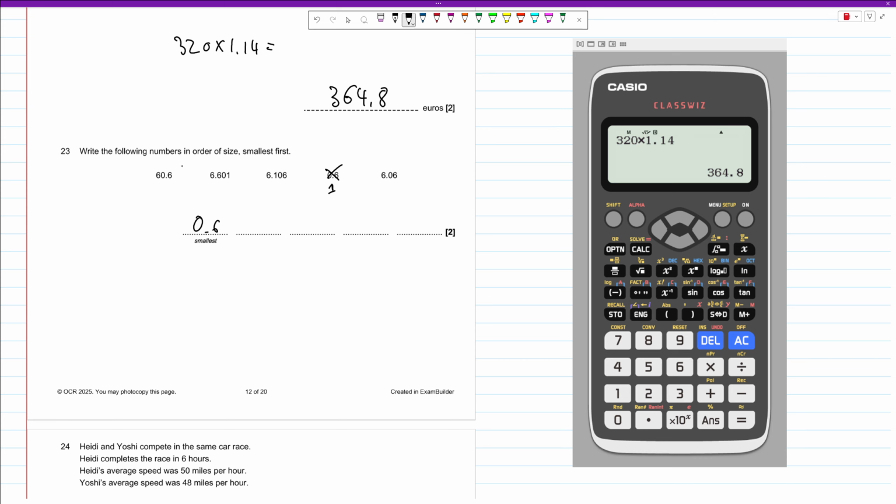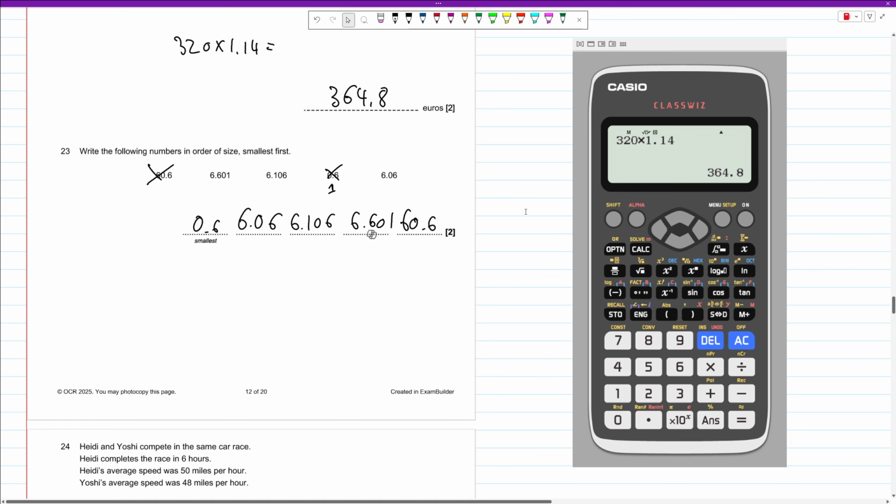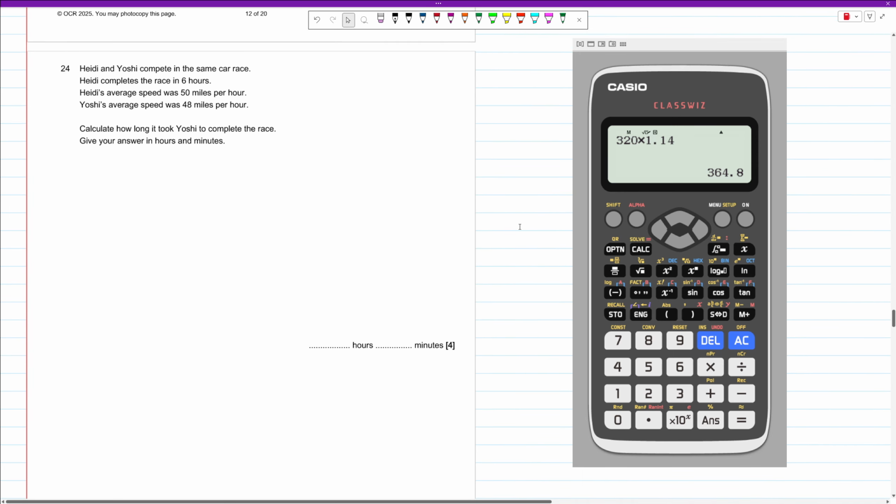The next smallest, so the biggest is definitely the 60.6. And then 6.106. 6. Ooh, no, having. Tricked me. 6.06 is smaller. 6.106 is then there, and 6.601 fits there. Okay, is this the last one?